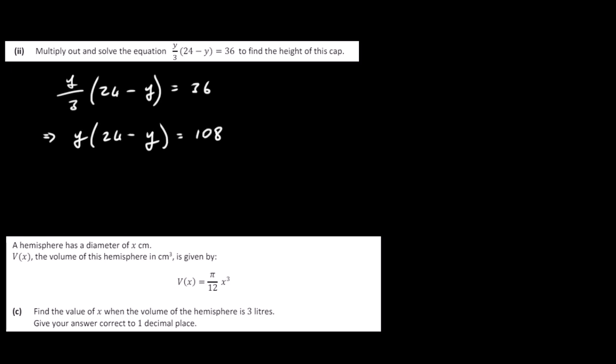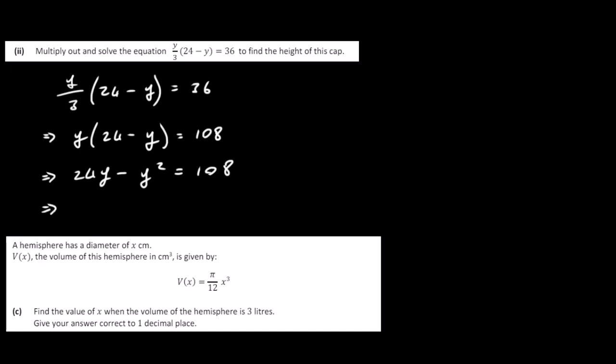Now multiply out and solve. So you've just got to write down y over 3 times (24 minus y) is equal to 36. We've got to multiply all this out and solve it. The first thing I'm probably going to do is multiply across by 3. So that'll give me y times (24 minus y) is equal to 3 times 36, which is 108. Multiply out the brackets then. We've got 24y minus y squared is equal to 108.